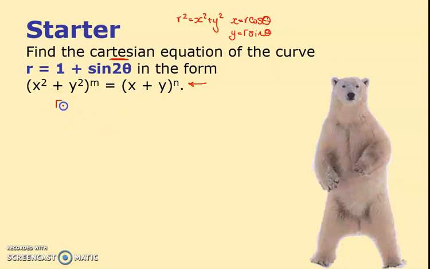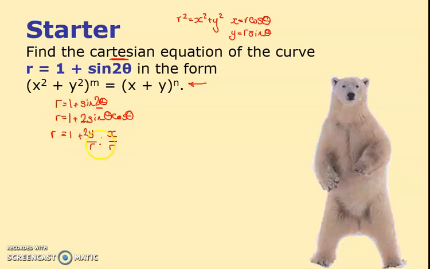Okay, so let's start with r equals 1 plus sine 2 theta. There's a lovely formula for that: sine 2 theta is the same as 2 sine theta cos theta. I need to do that to get away from the sine 2 theta. Then I can write that as 1 plus 2 times y over r for sine theta, x over r for the cos theta. Oh, we missed out the 2, there's a 2 there as well. So that's equal to r.